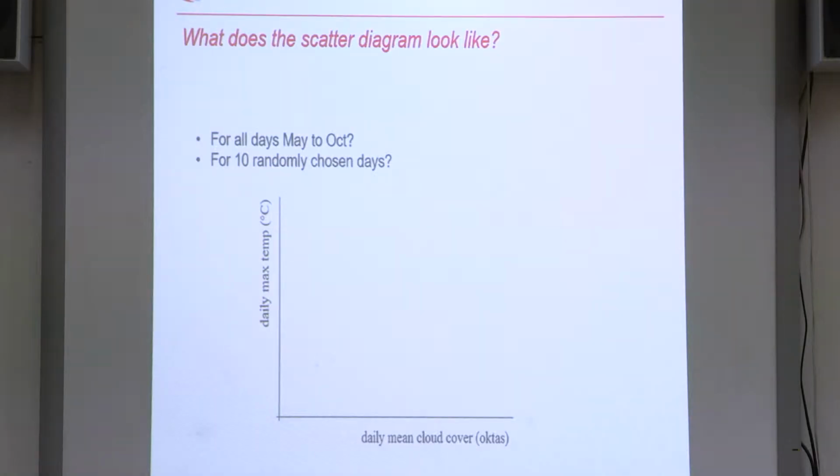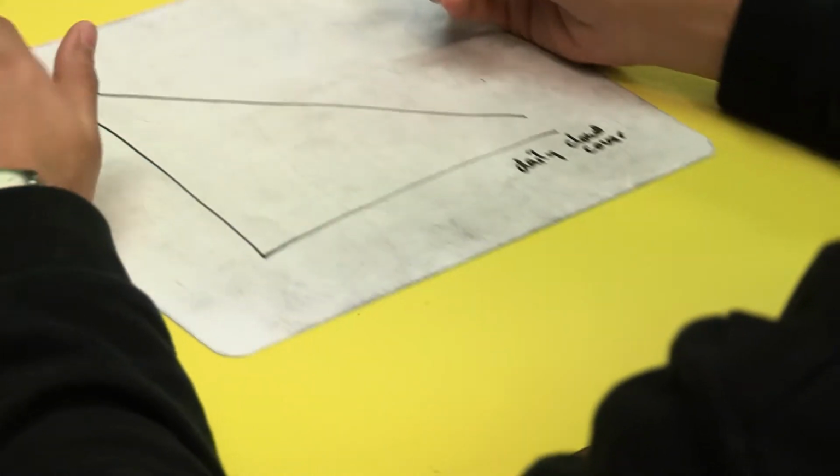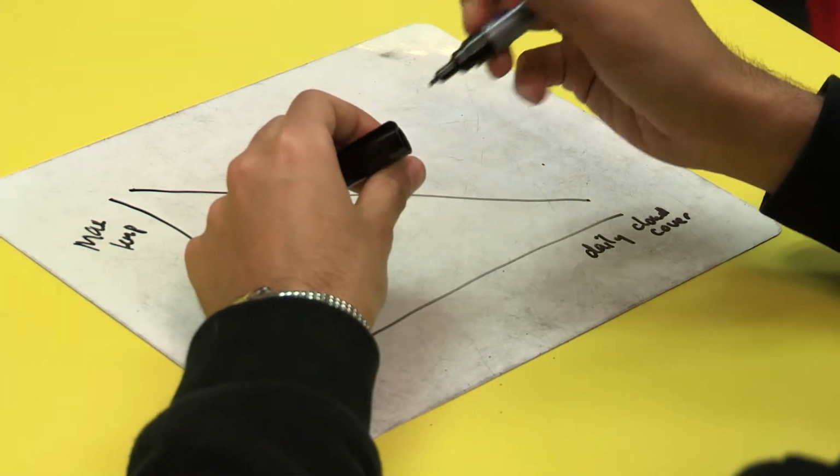No octas would be absolutely blue, and 8 octas totally cloud covered. And we asked the students what a correlation graph would look like if we plotted temperature against the number of octas. So they thought about that on their mini whiteboards, and we talked about that. Why don't you show me what you've got?